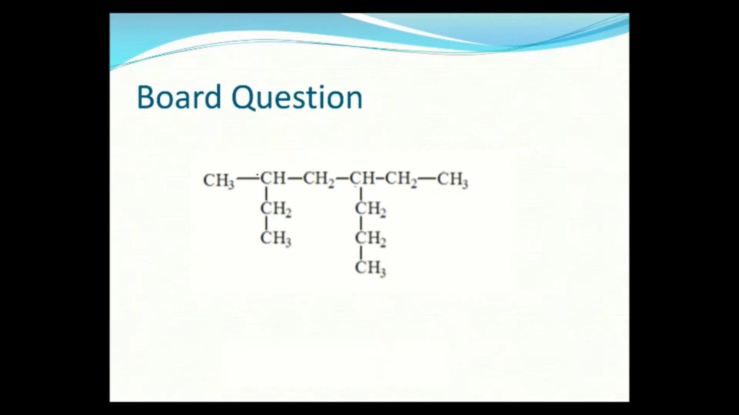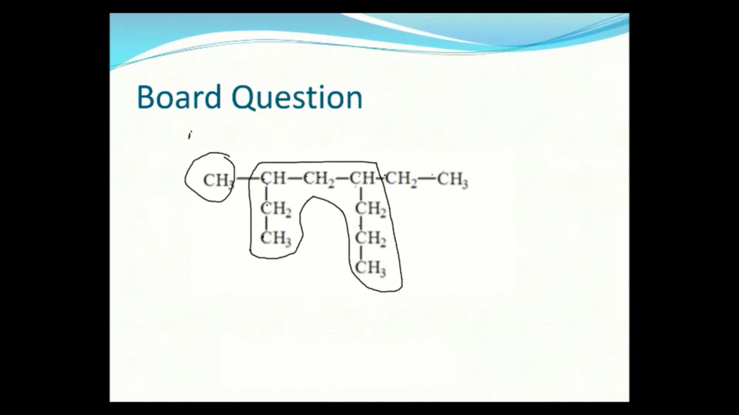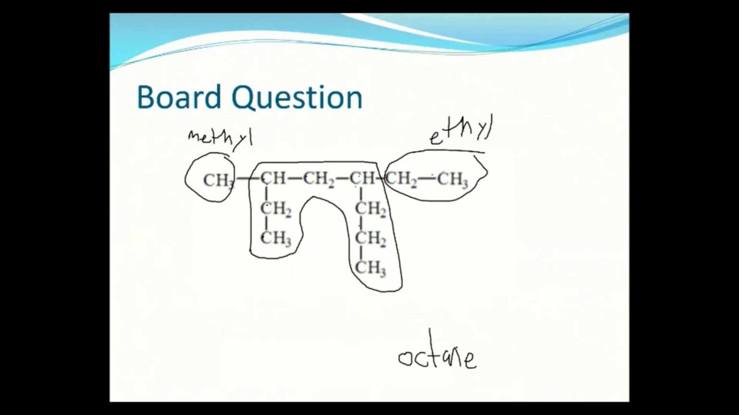So 1, 2, 3, 4, 5, 6. 1, 2, 3, 4, 5, 6, 7, 8. Ooh, this is our longest parent chain here, which means we have a methyl coming off of here, and we have an ethyl coming off from here. Okay, so our parent is 1, 2, 3, 4, 5, 6, 7, 8. So octane is our parent.